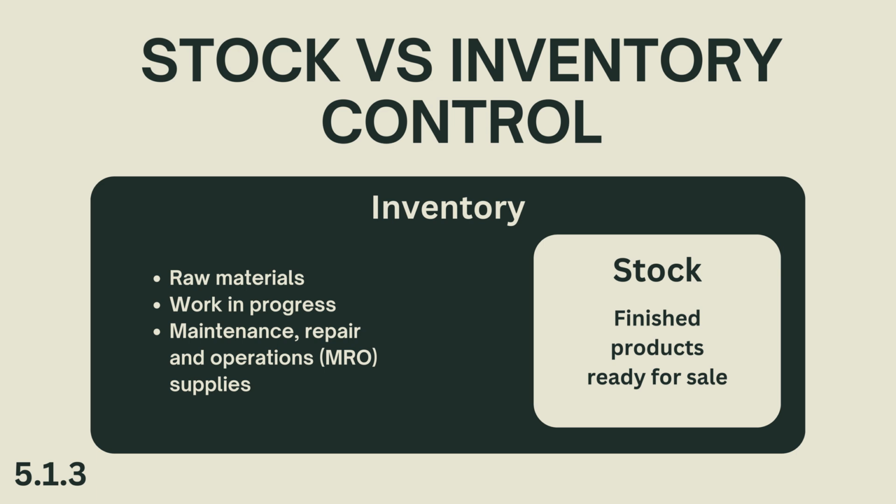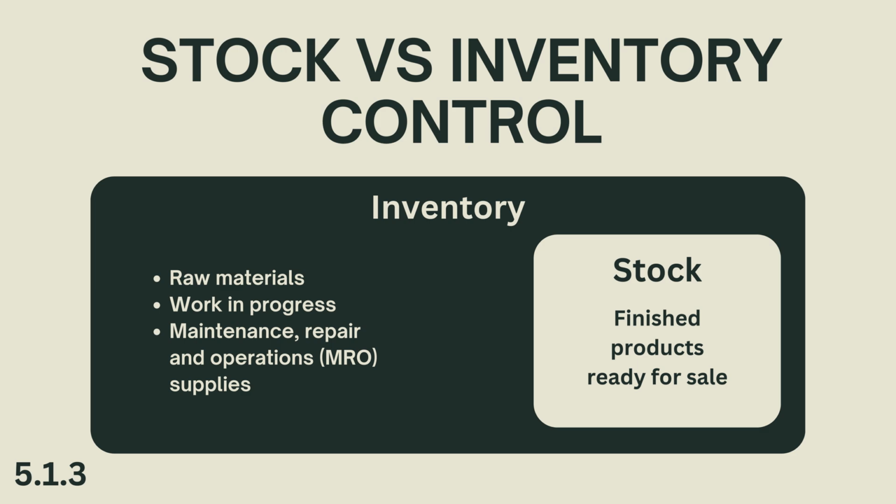In the world of business operations, it's crucial to understand the difference between stock and inventory control. While these terms are often used interchangeably, they actually refer to different aspects of a company's resources. Stock items are the products that a business sells directly to its customers. These are the finished goods you'd find on store shelves or listed in an online catalogue.